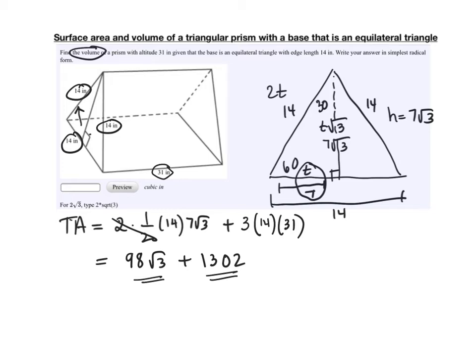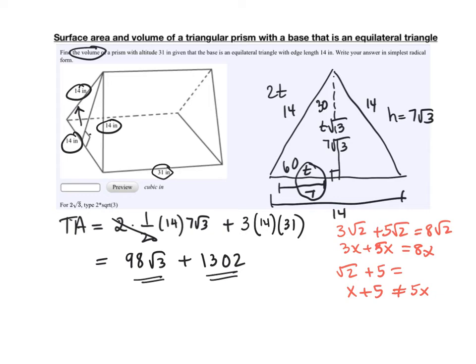Quick review here. If I ask you to add root 2, 3 root 2, plus 5 root 2, I can add those because it's just like 3x plus 5x. That's 8x. This is 8 root 2. But if I ask you to add, say, root 2 and 5, you can't add those unless you approximate and make it a decimal. They're not like terms. This is like having you add x and 5. You can't add x and 5. Remember, it's not 5x because they're not like terms.